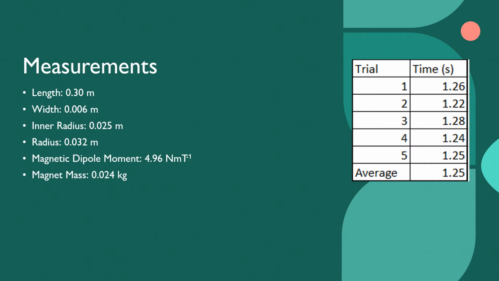Here are the measurements I took when conducting this experiment. The aluminum tube has 0.3 meters length, a 0.006 meter width, an inner radius of 0.025, a radius of 0.032 meters, and I calculated the magnetic dipole moment from the third lab, which is 4.96 newton meters over 1 Tesla, and the magnet's mass is 0.024 kilograms. Also on the right-hand side, we have each of the trials from the experiment, and I received an average time of 1.25 seconds.